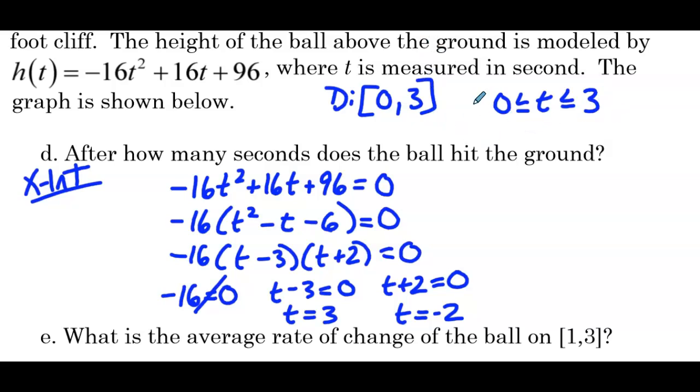So because of this understanding of an appropriate domain, t equals -2 doesn't make sense in the context of the problem. So after how many seconds? The ball hits the ground after 3 seconds.